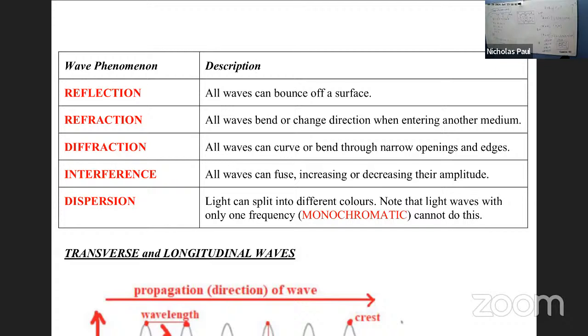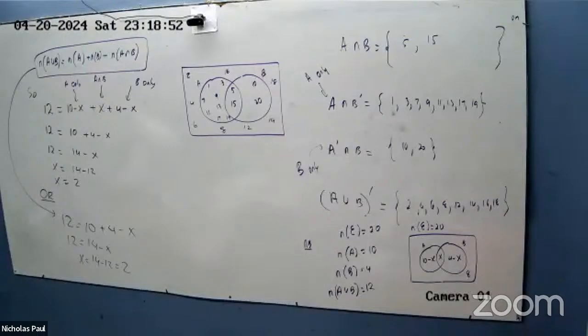All right, next. Those are the five things that waves undergo, right? Reflection, refraction, diffraction, interference, and dispersion. Let's take a look at reflection first. Let's do a little simulation so you'll have an idea what's going on, and then you can see it.